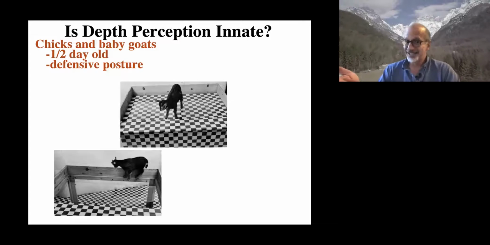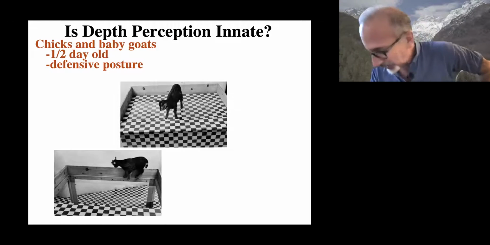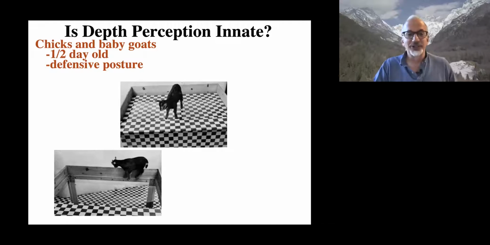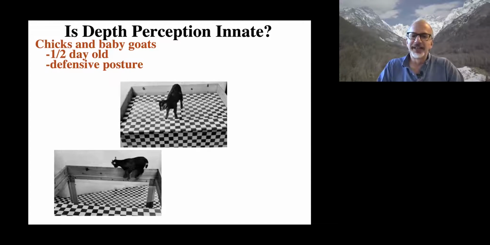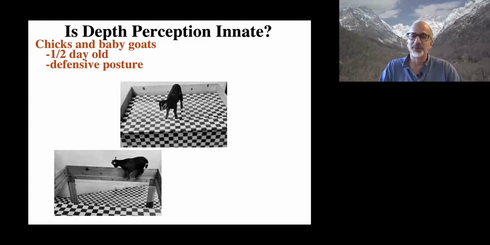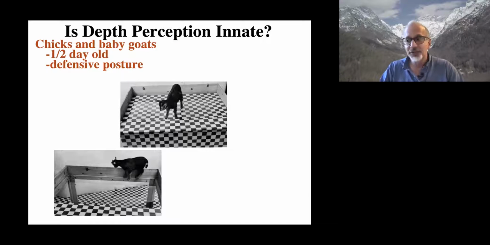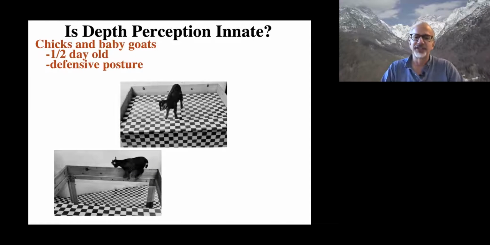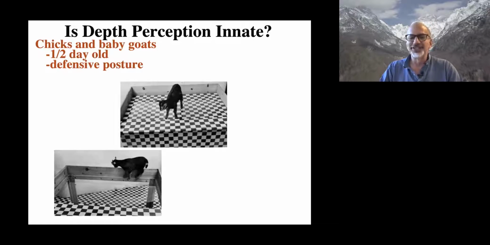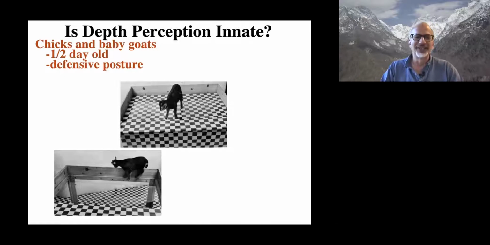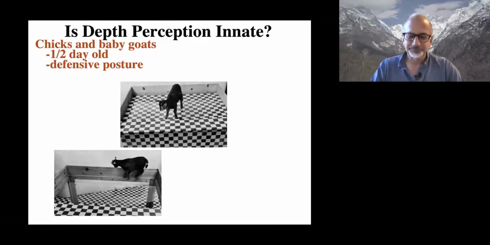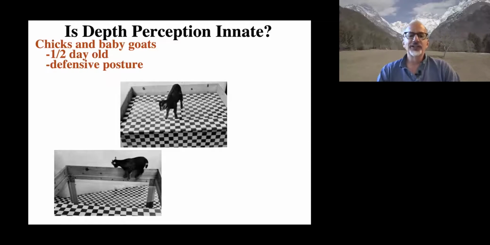And so what this suggests, at least at a half day old, these baby goats and the chicks that were also tested, they seem to show a sensitivity to depth, again, using this very simple visual cliff methodology. So, at least based on these findings, it suggests that animals, maybe not humans, but animals do have sensitivity to depth, to distance at a very, very young age, a half day old. Okay. All right, cool. So what else can we do with this visual cliff?